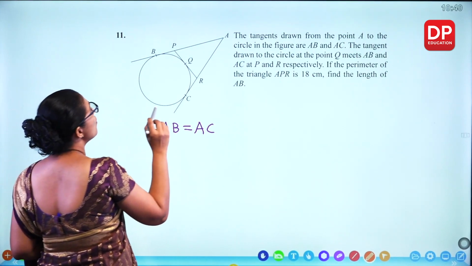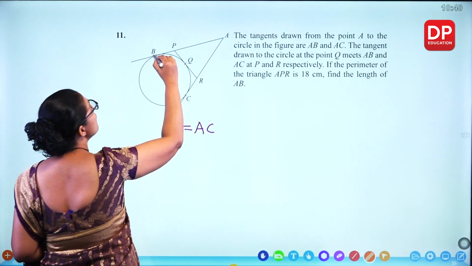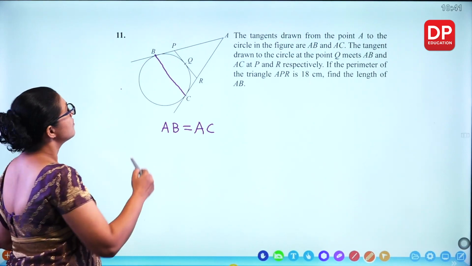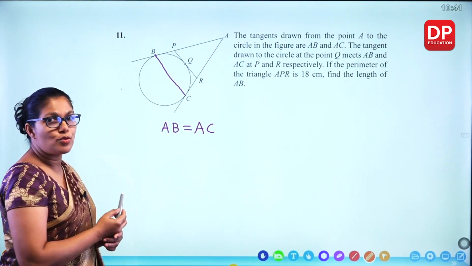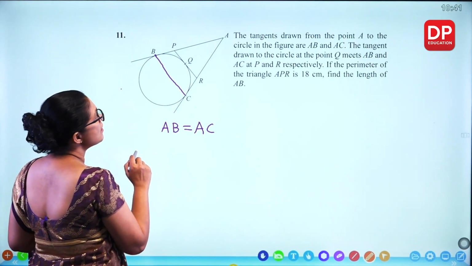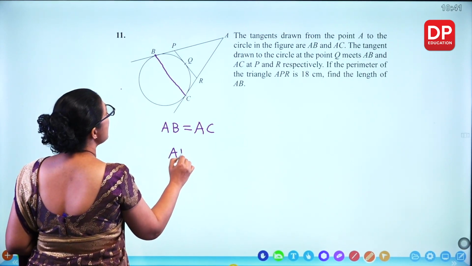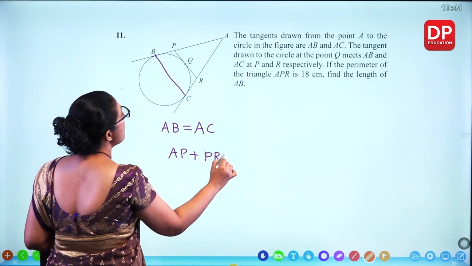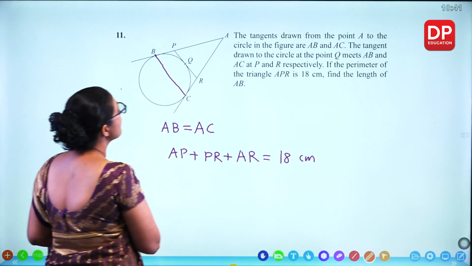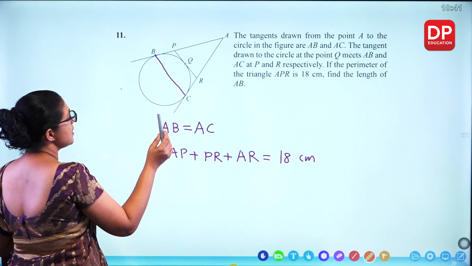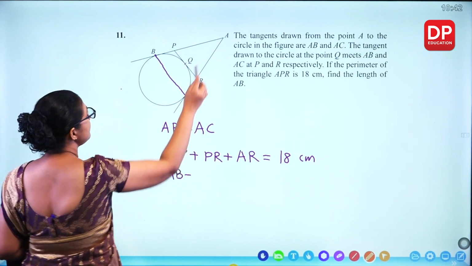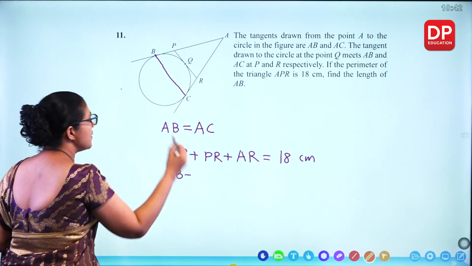And if we can show this is equal to this one, when you take the two triangles, we know two tangent lengths are equal. AB equals AC. Information given about the perimeter of the APR triangle. So what's the perimeter? AP plus PR plus AR is equal to 18 centimeters, given. I can write AP as AB minus PB.